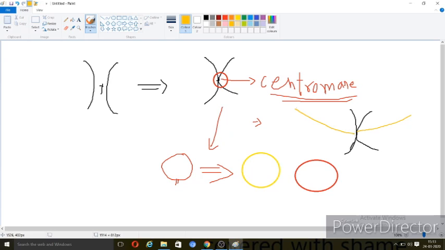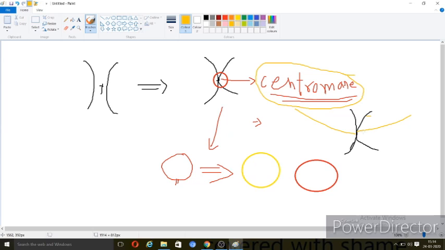The spindle fibers cannot attach in here. No, it cannot attach in there. It can only attach in the centromere. And what is a centromere? Centromere is a point of attachment of two chromatids in a chromosome. And what is the function of it? It also serves as a point where the spindle fibers can attach.